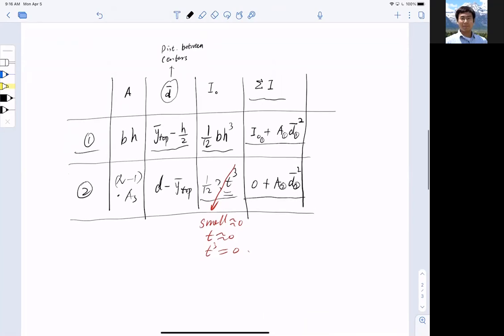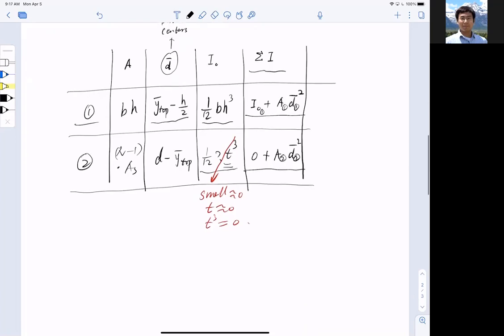All right, so that's for section 2. With this, IGT equals I1 plus I2, and this is I1, this is I2. Just add them together, right? So this equals I naught 1 plus I naught 2, where I naught 1 is 1/12 BH cubed plus A1 D1 squared. So this is A1 equals BH.